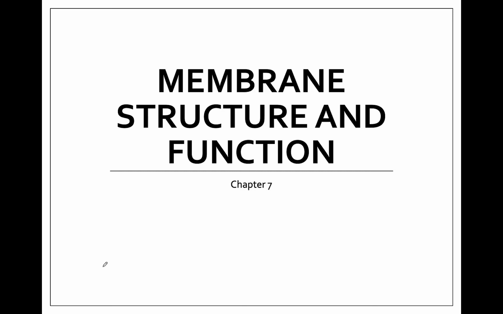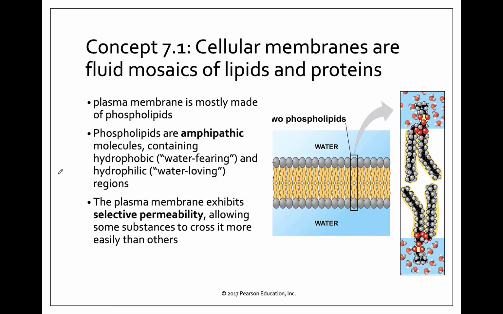So chapter 7 is going to focus on the specific structure of the cell membrane and how it's permeable or not permeable to allow certain items in and out of the cell. The plasma membrane is made mostly of phospholipids, which, if you remember back, are part of the group called lipids.